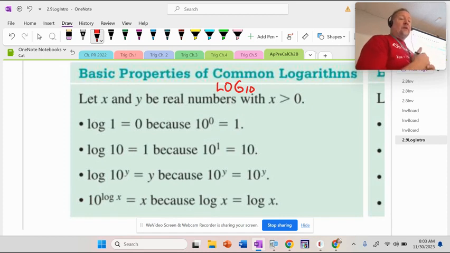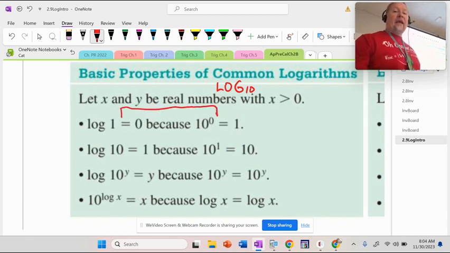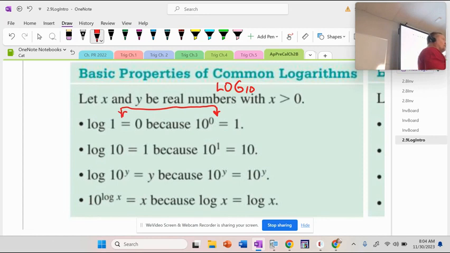So for the first one, it doesn't matter what the base is. This could be log base 2, 3, 4, 5, 10, log base 20, because what's anything to the 0 power, everyone? 3, 2, 1, go. 1. All right. So here's what we have: here's the logarithm side, and here it is as an exponential over on this side, the exponential format.